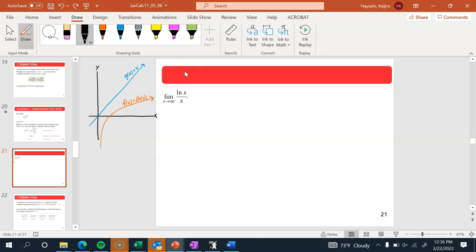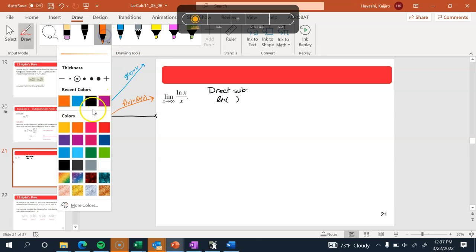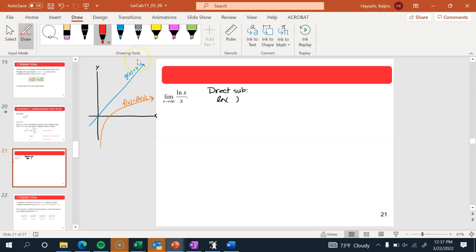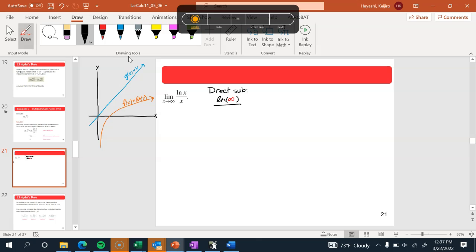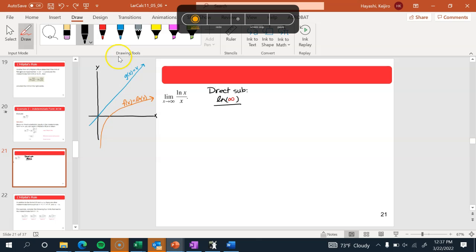Okay, so first, try direct substitution and confirm that you get an indeterminate form that you can use L'Hopital's rule on. And again, you can't actually plug in 0, or you can't actually plug in infinity, but it's as good as anything.